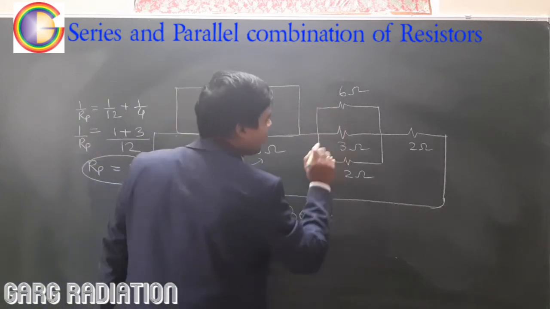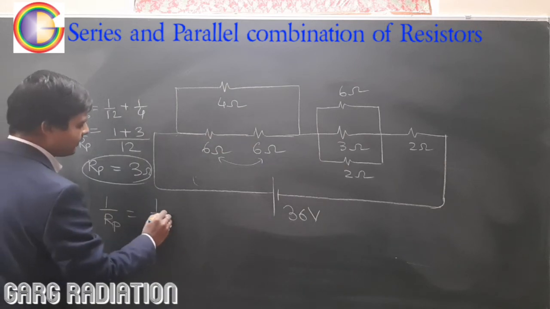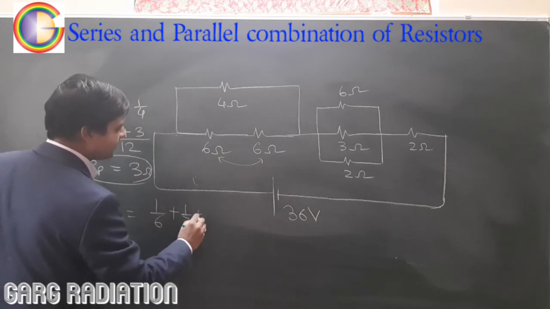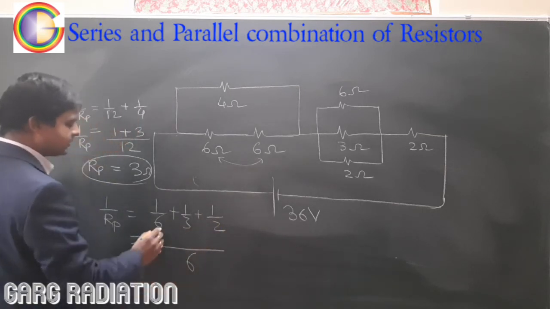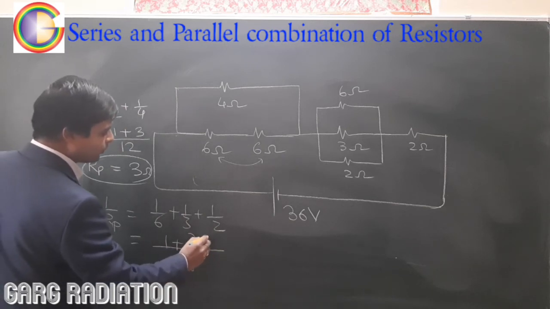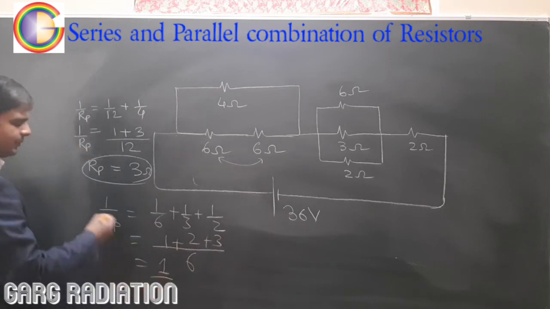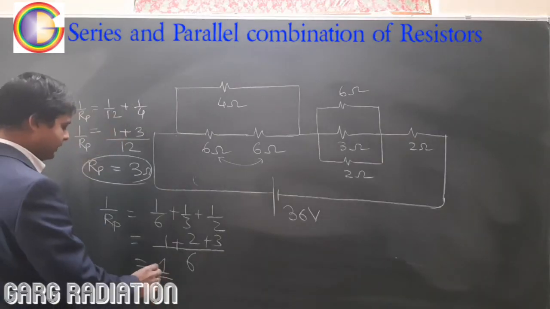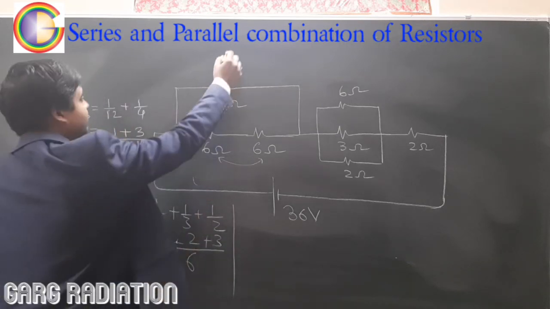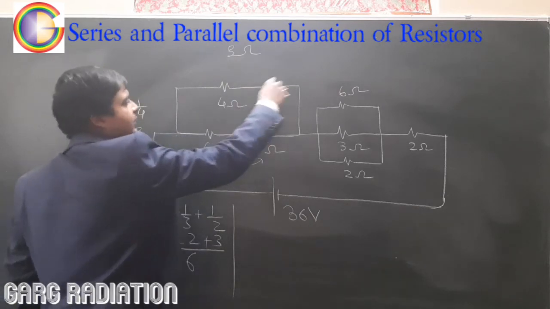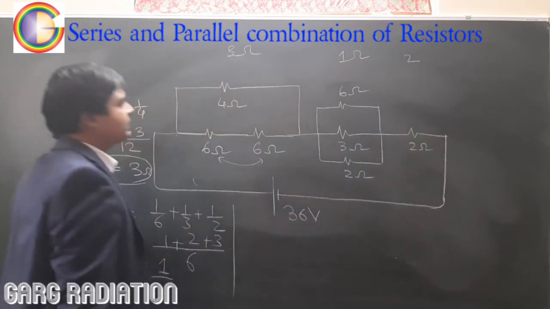What about this? All of these are in parallel. So 1 by RP is 1 by 6 plus 1 by 3 plus 1 by 2. 6, 3, 2, LCM is 6. 1 plus 2 plus 3, so you simply get 1. Even if you find the reciprocal, it will be 1 only. So RP is also 1. Here we have 3 ohm. So this entire resistance is 3 ohm. This entire resistance is 1 ohm. And this entire resistance is 2 ohm. This is simply one single resistance.